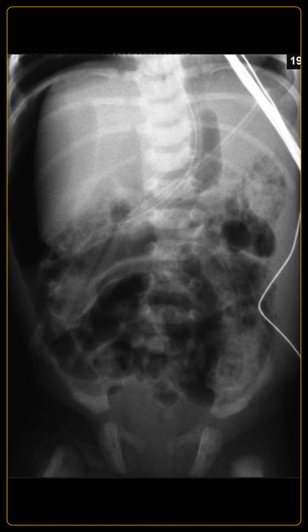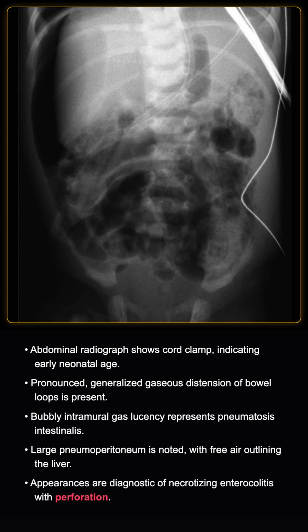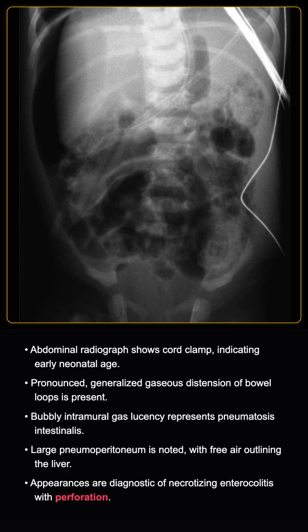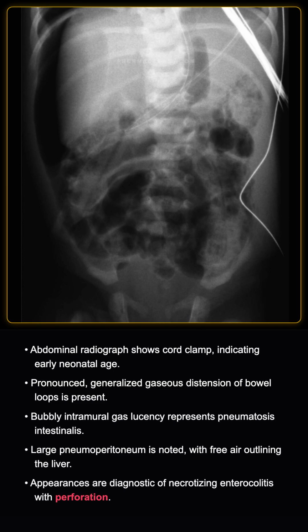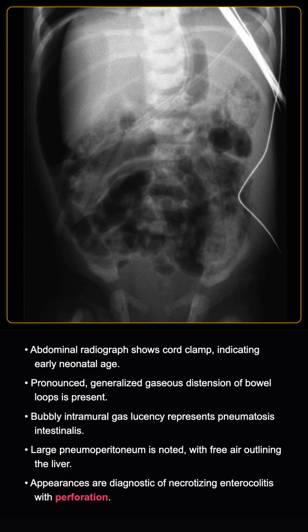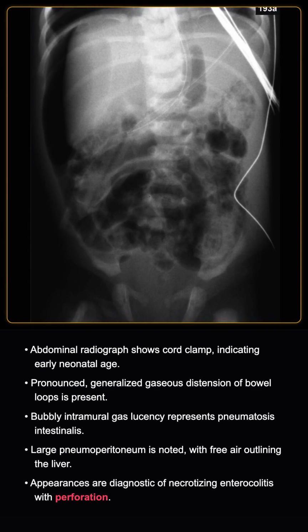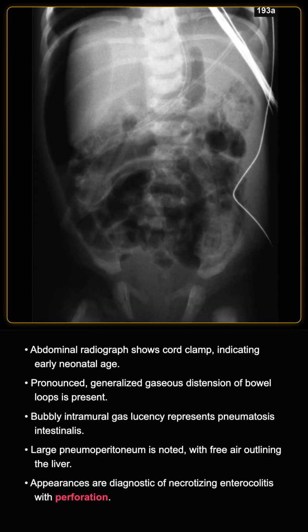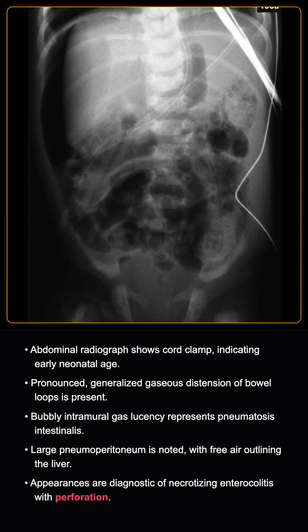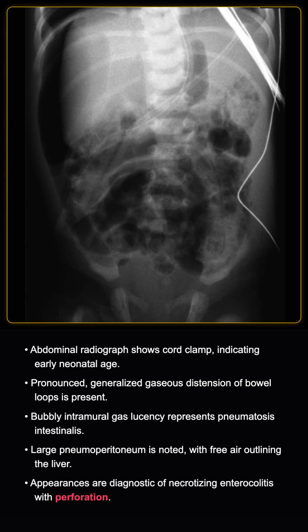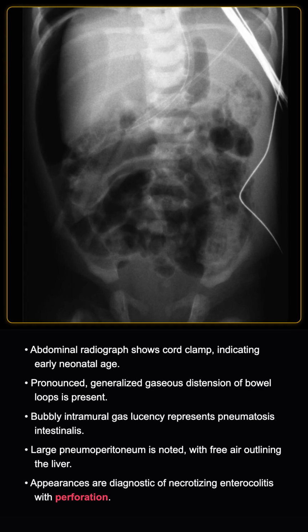Describe the findings. Okay, looking at the images, the abdominal radiograph demonstrates a cord clamp, confirming a neonate in the first few days of life. There is marked generalized gaseous distension of the bowel loops. A bubbly, granular lucency is visible within the bowel wall, representing pneumatosis intestinalis.